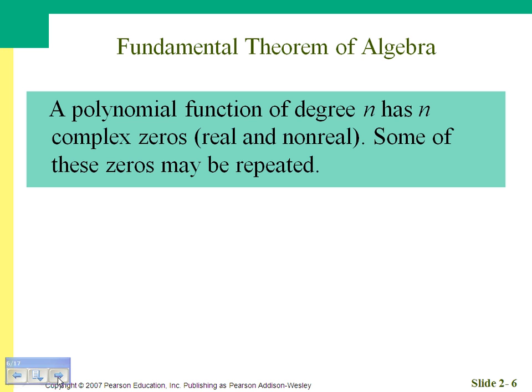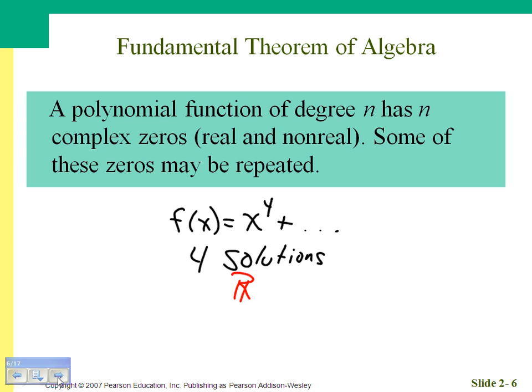So if I give you a polynomial that is f of x equals x to the 4th power plus, and I don't even care what the remaining terms are, there will be 4 solutions. Maybe all 4 are real numbers and cross the x-axis 4 times. Maybe 2 are, maybe 0. Maybe just 1 is repeated 4 times. But you will have some combinations. Some may be real, some may be repeated, and some may be complex. But it will add up to 4.